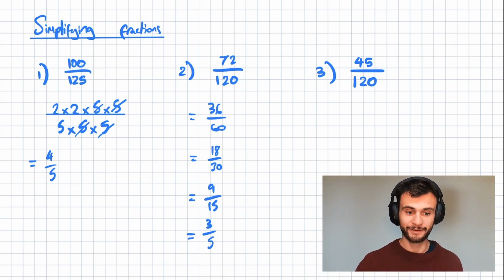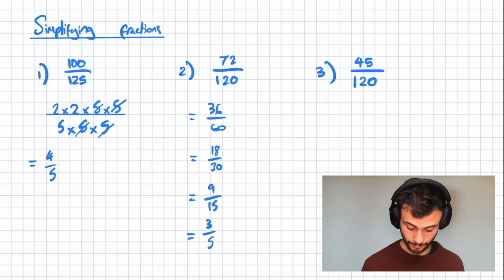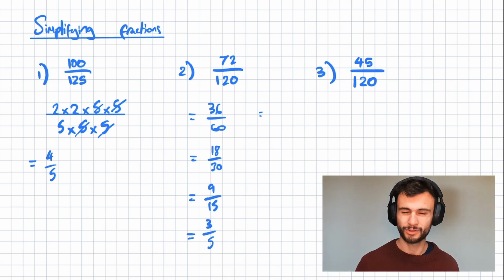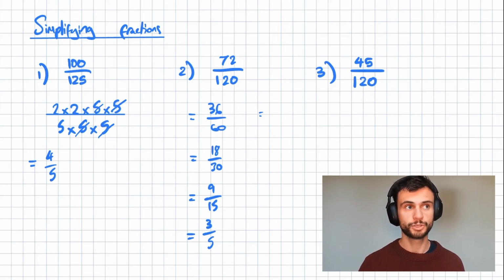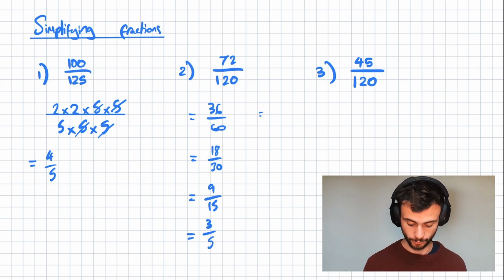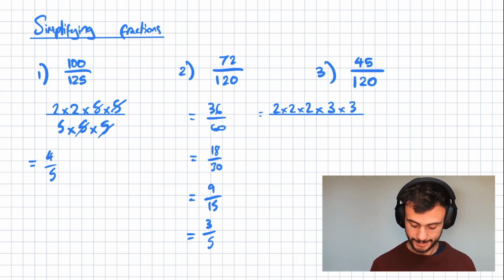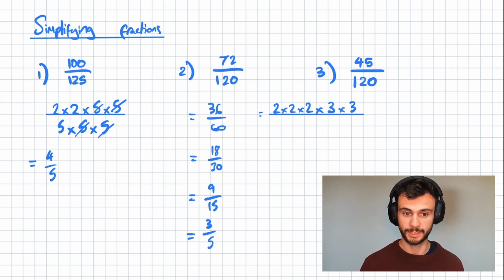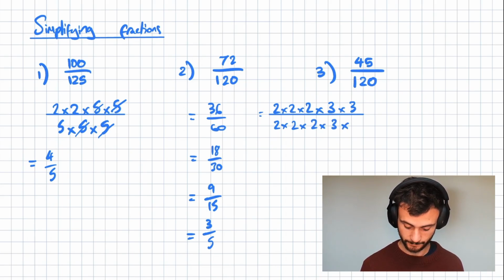What you're doing in 4 steps there is what you could also do by saying, well, 72, that's 12 times 6. So that's 2 times 6 times 6, or 2 times 2 times 3 times 2 times 3, or 2 times 2 times 2, is that the right number of 2s? Yeah, times 3 times 3. Divided by 120, which is 12 times 10. So 12 is 2 times 2 times 3, and 10 is 2 times 5, so it'd be 2 times 2 times 2 times 3 times 5.